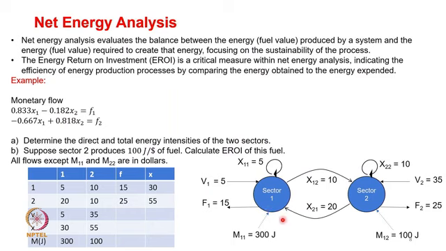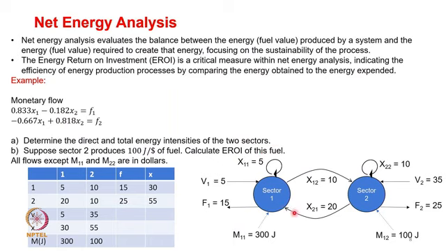You say that there are two sectors, and they tend to interact with each other. x12 is 10, x21 is 20, x11 has a self loop having 5, x22 has a self loop having 10, and there is a value that is coming in, f1 is going out. You can see that there are also external energy flows, M11, which is 300 joules here, and M12, which is 100 joules here. What we are interested in here is to determine the direct and total energy intensities of the two sectors.